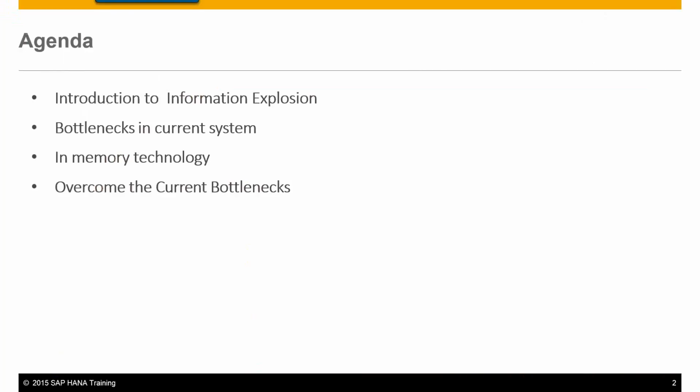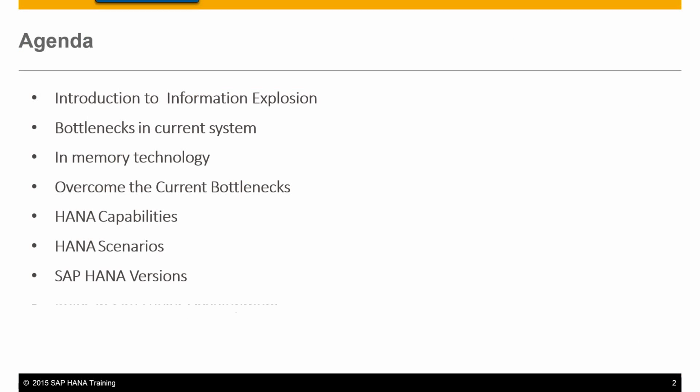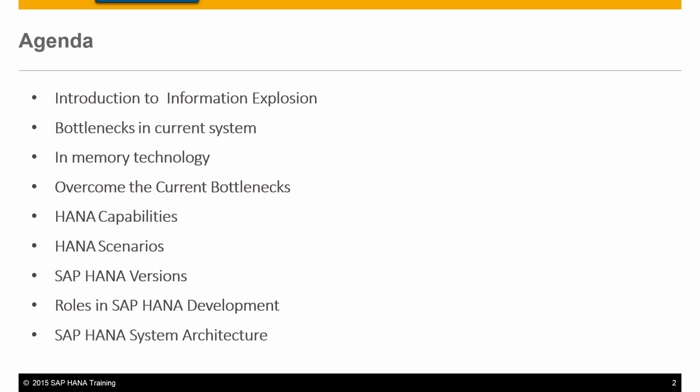After that, we are going to discuss what different SAP HANA versions have been released till now, and on which version we are going to train people. The final one will be the different roles people perform as part of HANA development and infrastructure, from solution architect to developer. And we are going to discuss the SAP HANA system architecture, like how the SAP HANA system is built, and what the different components of the system are. Okay, let's start with the information explosion.